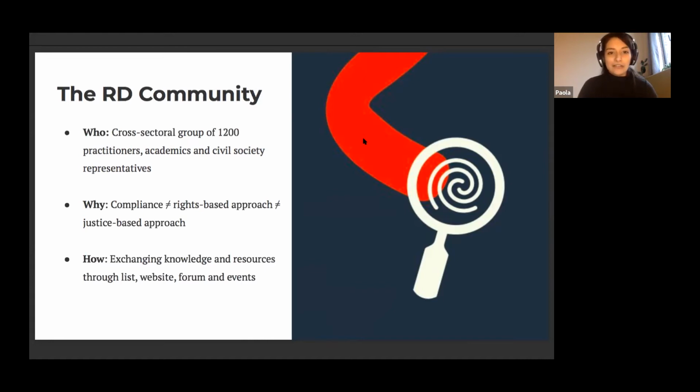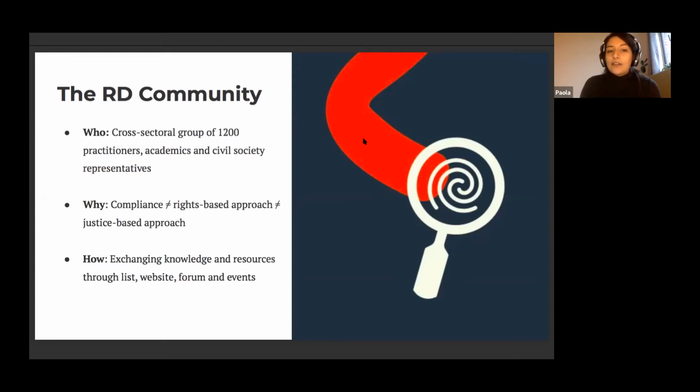And maybe just to clarify, the Engine Room as an organization stewards this community. So it's part of our work. It's one of our flagship programs, which we're very proud of. But the community is a community on its own, and we're very proud of the energy that runs through it. So how we do it, we offer space to those who use data in social change and advocacy to exchange knowledge and also resources through the mailing list, which you are welcome to join. There's also websites, a forum, and events.